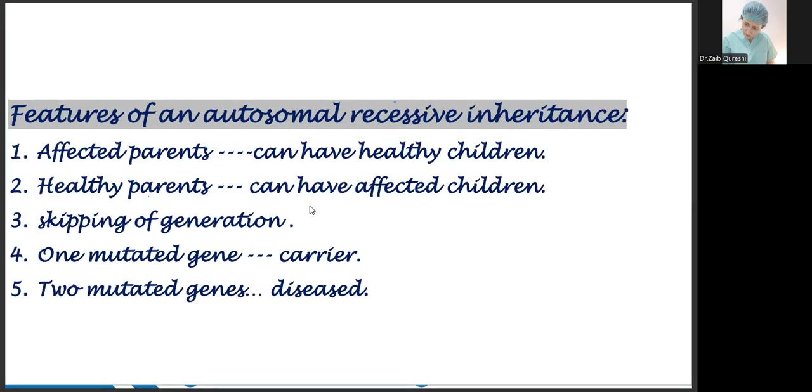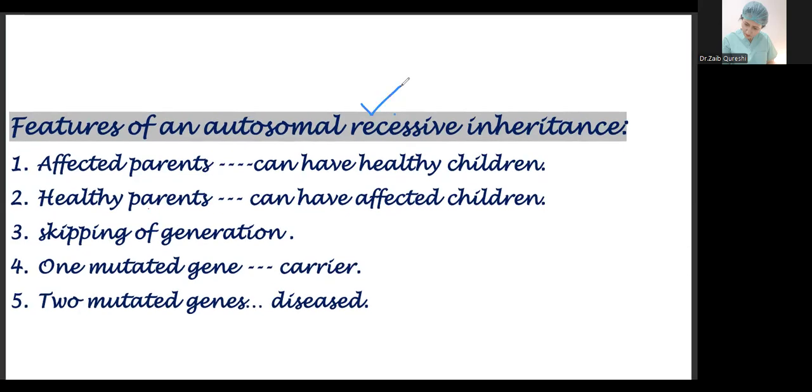And these are the features of an autosomal recessive condition. Recessive, the difference you will see now. Affected parents can have healthy children. Why? Because if they were homozygous for the disease, or if they were carriers of the disease, they can have totally healthy children. The children will also not show the disease in the phenotype. Healthy parents can have affected children when both of them are carriers of the disease, they can produce a diseased baby.